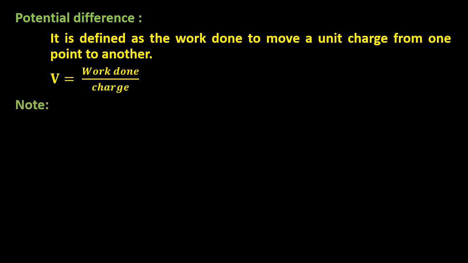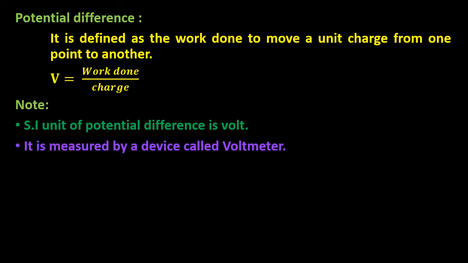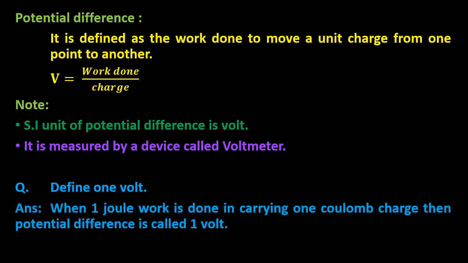There are a few points to be remembered related to the potential difference. The SI unit of potential difference is volt. And a device which is used to measure potential difference is called a voltmeter. Now here also we define 1 volt: when 1 joule of work is done in carrying 1 coulomb of charge, then we call the potential difference 1 volt.